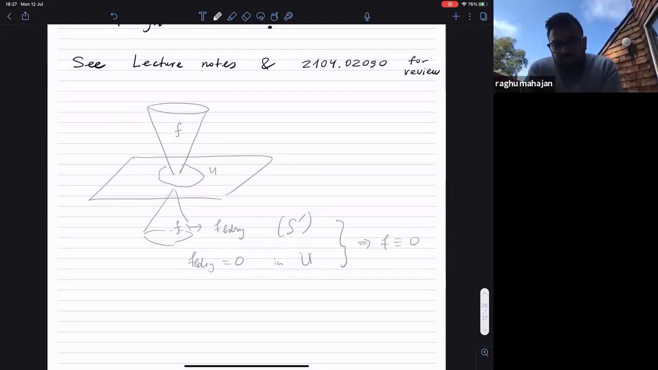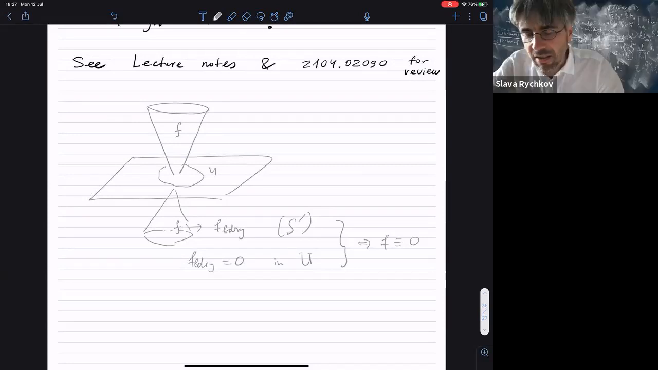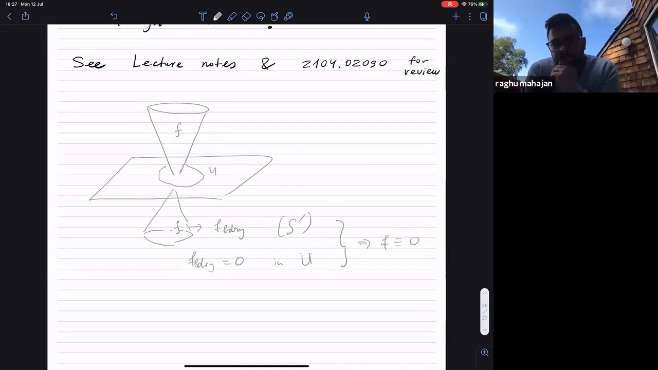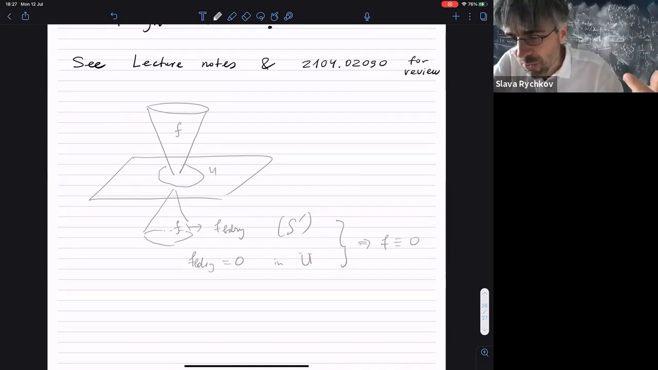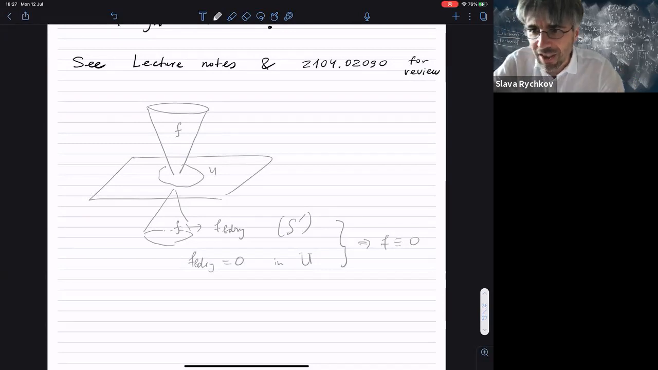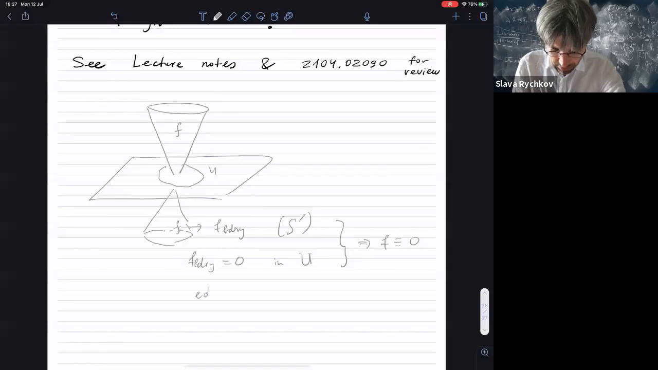So here, provided that this restriction is real, here we have a zero restriction. Of course, it's zero only in the sense of distribution. So it's not obvious to say that such a gluing is possible. So you have to work a little bit. But there is a theorem which is called the edge of the wedge theorem.